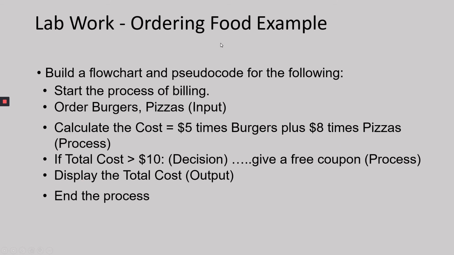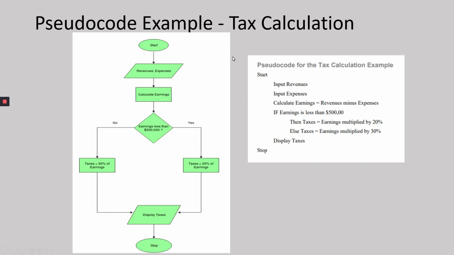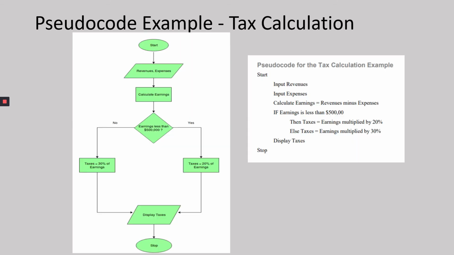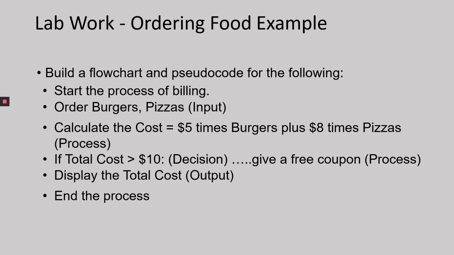Basically, this ordering food is pretty much the same as the tax calculation. We just change the description, but actually the algorithm, the idea inside, is 100% the same. We just have a different background, but the core stuff is the same. Okay, I will show the result directly because it's just too similar.